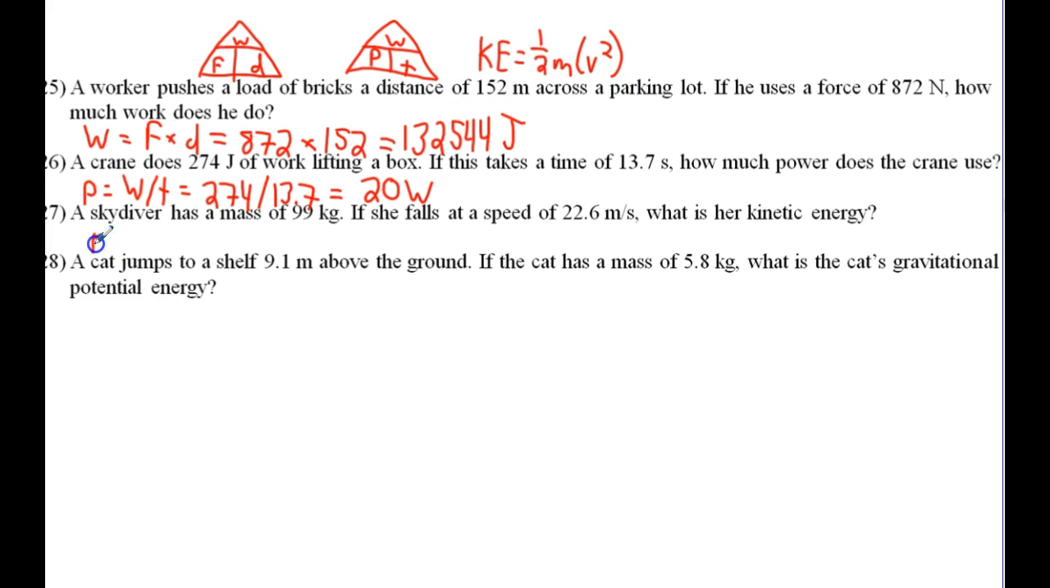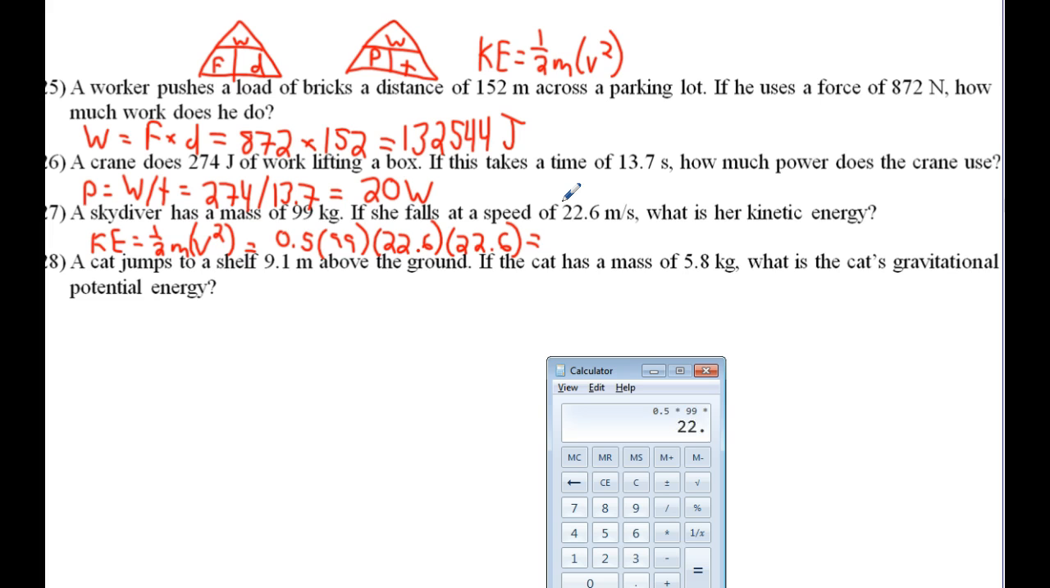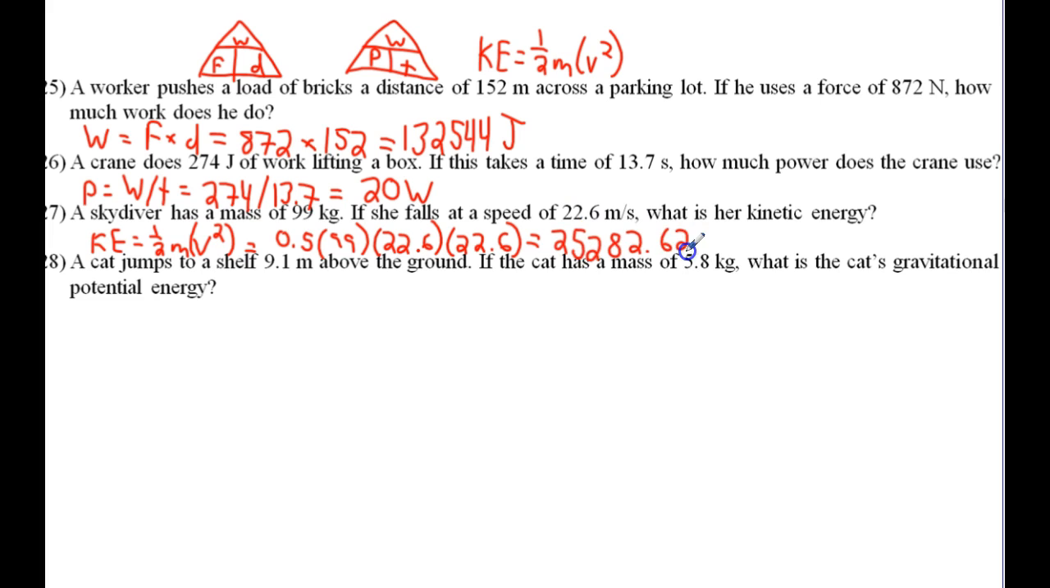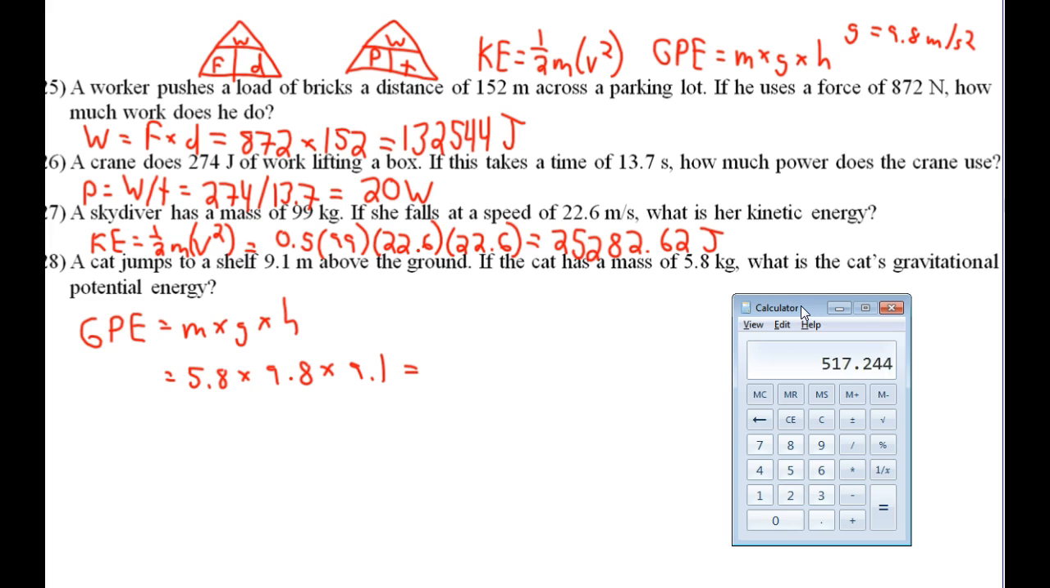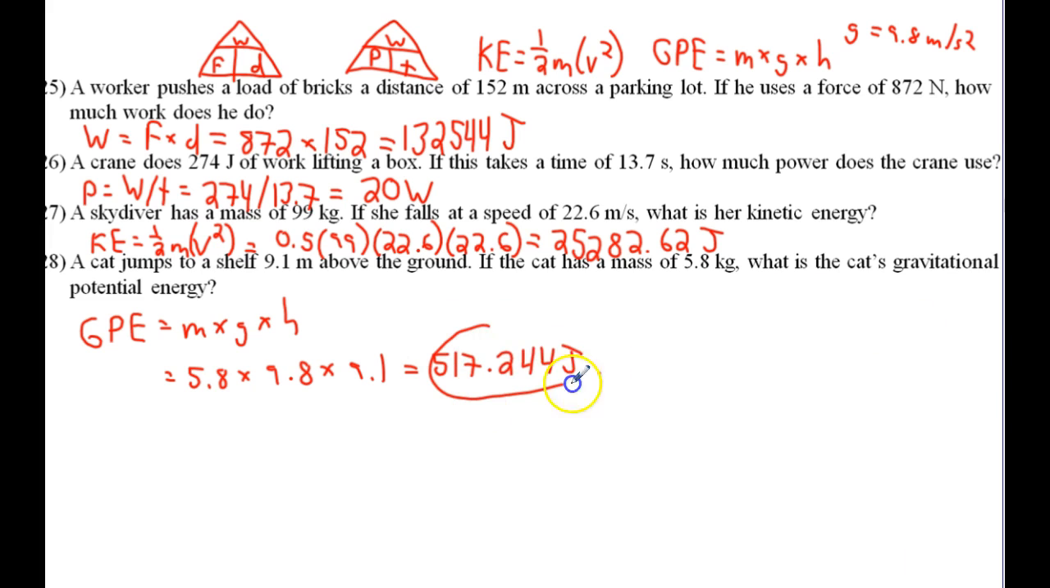Here's a skydiver falling. Calculating kinetic energy, which is 1/2 mass times velocity squared, so 0.5 times 99 times 22.6 times 22.6 again is going to give me 25,282.62 joules. Now I'm trying to solve for gravitational potential energy, which is mass times gravity times height. As long as we're on Earth, gravity is going to be 9.8. This one here is going to solve out to be 517.244 joules of gravitational potential energy.